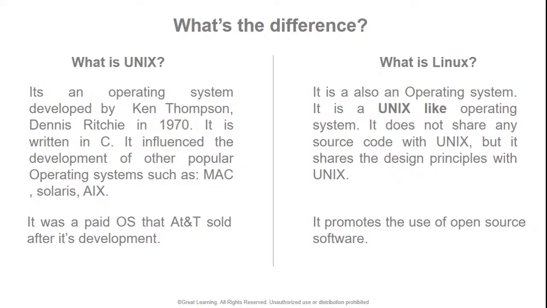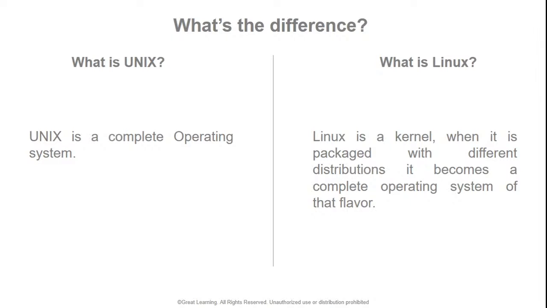The difference was that Unix is paid and Linux is open source software. And the person who made it also promotes or encourages the distribution of open source software. So that's what the difference is here. Unix is like a complete operating system, whereas Linux is a kernel. As I told you guys, again, when it is packaged with different distributions, it becomes a complete operating system.